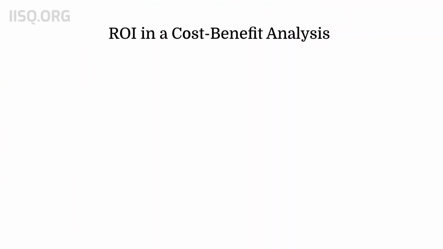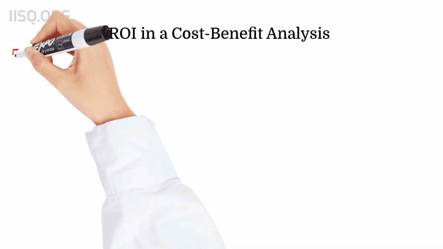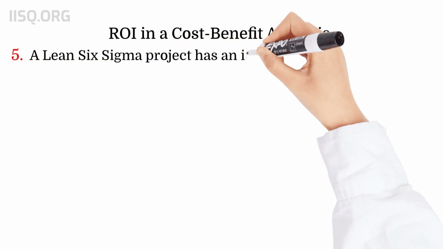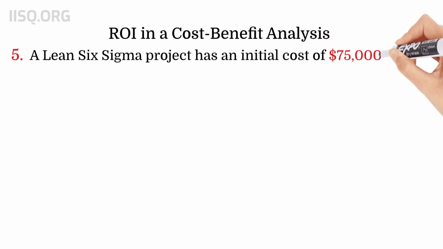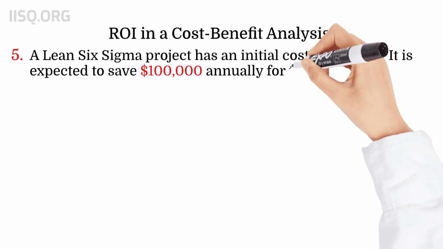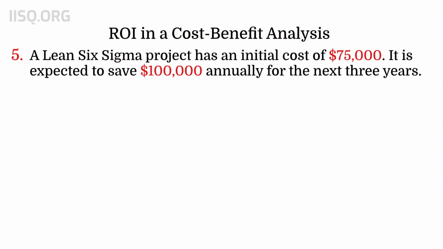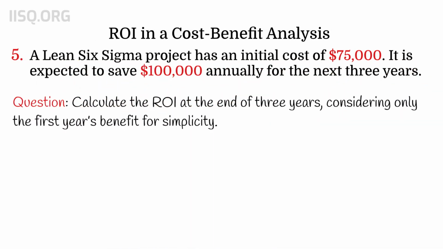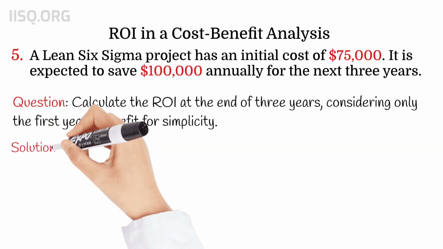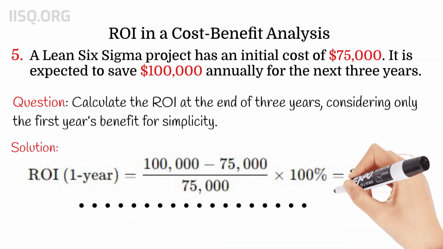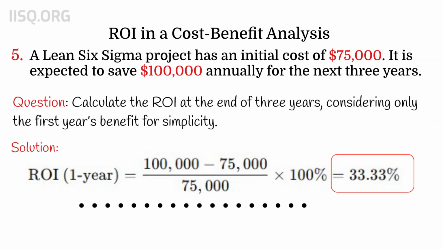In our last example, we shall discuss ROI in a cost-benefit analysis. A Lean Six Sigma project has an initial cost of $75,000. It is expected to save $100,000 annually for the next 3 years. Calculate the ROI at the end of 3 years, considering only the first year's benefit for simplicity. Here ROI after 1 year of operation will be 33.33%.